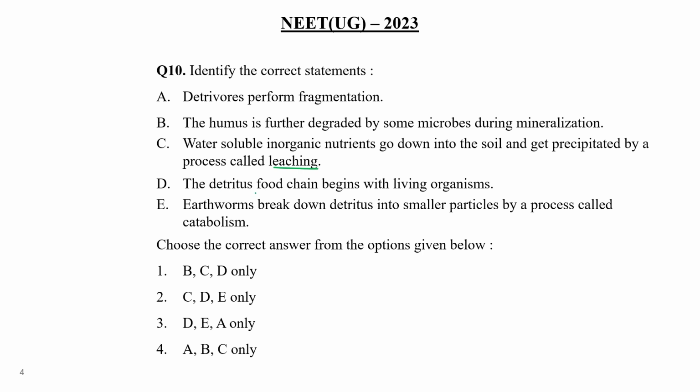And then, detritus food chain begins with living organisms. Is it? Just think over it. And then the last statement, earthworms break down detritus into small particles by a process called catabolism. Is it? The process is catabolism. You just take 5 to 10 second time. After that, we will discuss the correct answer. Whether A is correct, B is correct, or both are correct, C is correct, D is correct, E is correct, or all of them are correct.